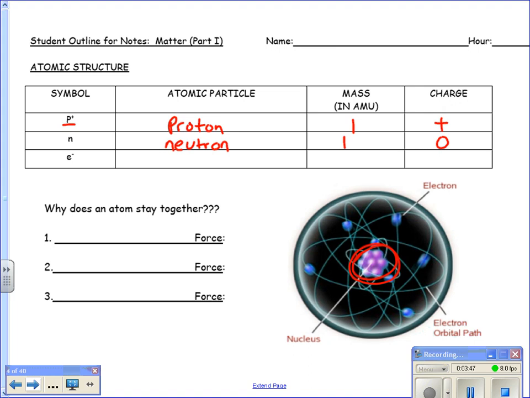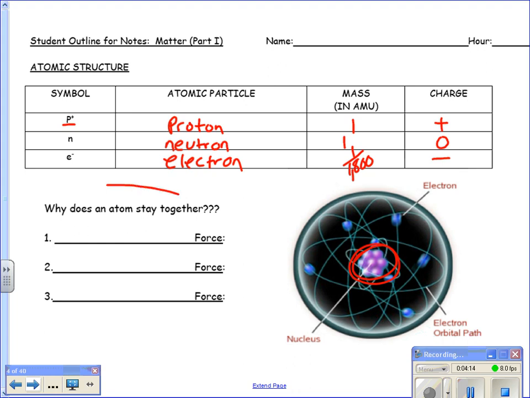The atomic particle, electron, we'll write it in there. The electron has an atomic mass unit of roughly 1/1,800. So it's nearly 2,000 times smaller than a proton and a neutron. And of course its charge is negative.